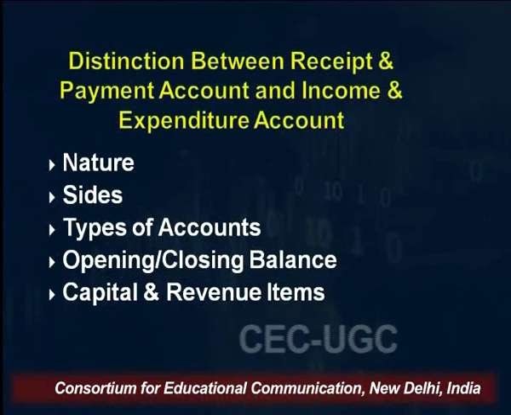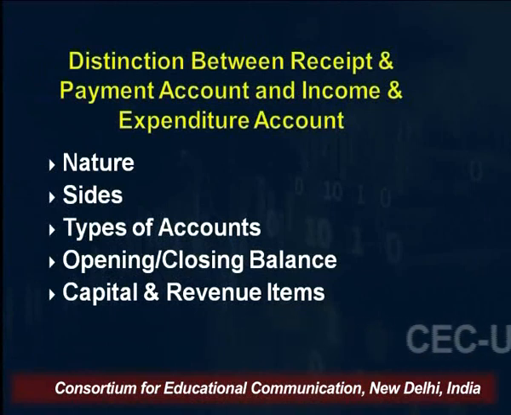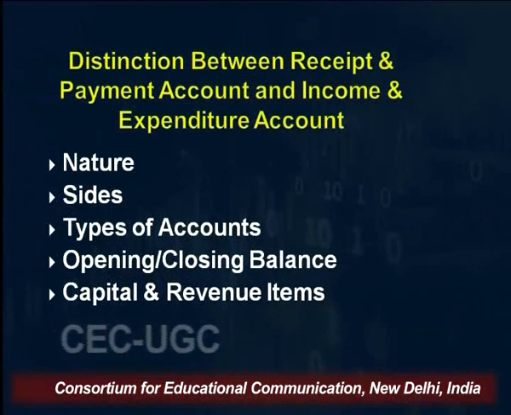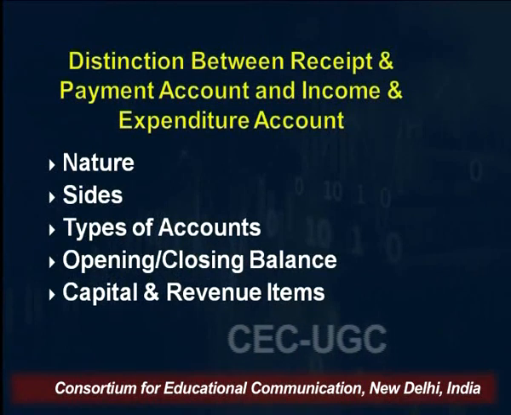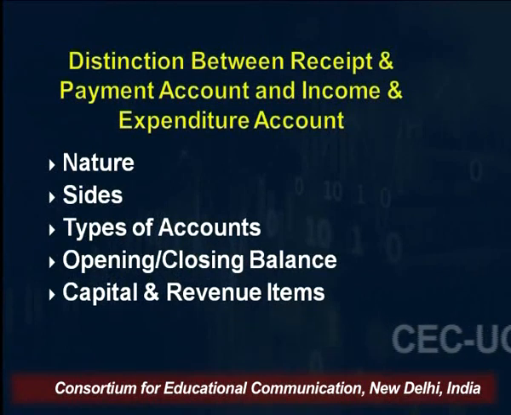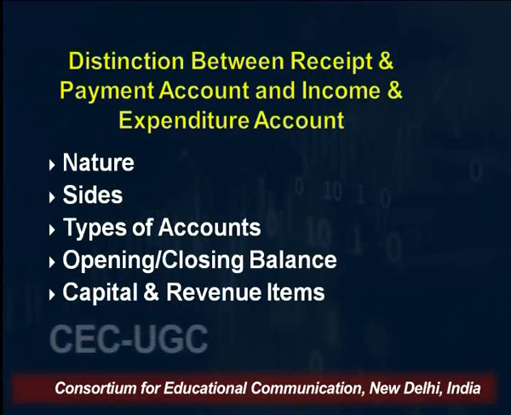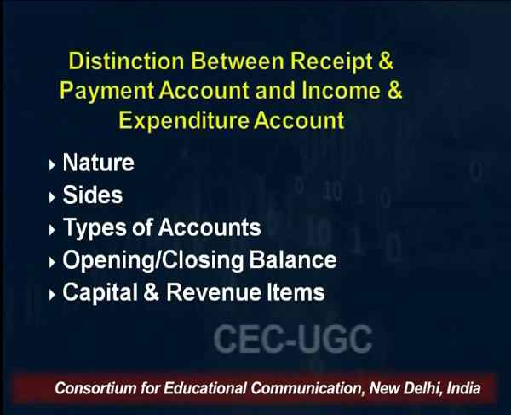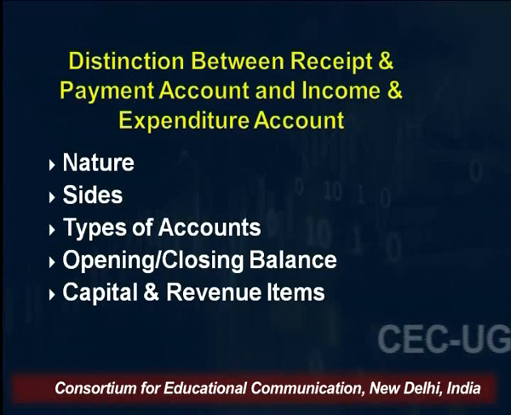If we talk about the nature, the receipt and payment account's nature is to record receipts and payments of all kinds, whereas the nature of income and expenditure is to record revenue or expenses of one particular year. So that is the nature. The second point of differentiation between the two is sides. The receipt and payment account has two sides, and so does the income and expenditure account.